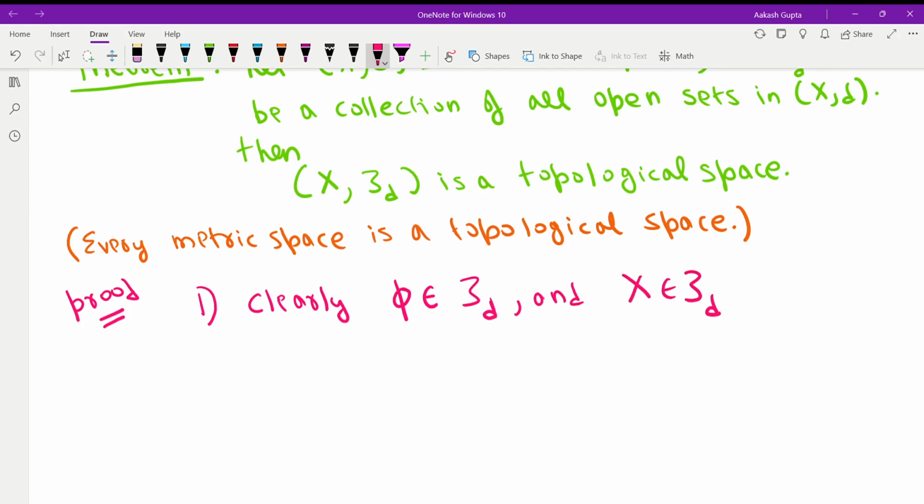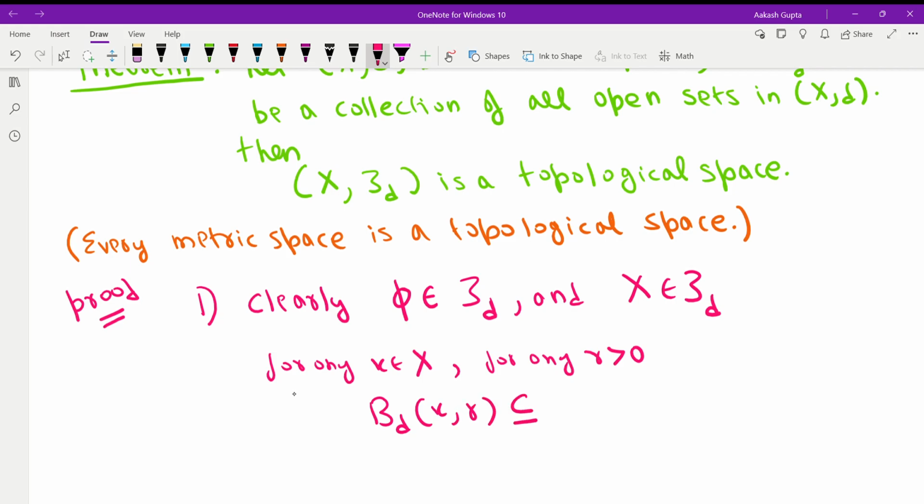And X also belongs to tau d. Let us see why. Because X is the whole space, everything is there. So for any x in X, take whatever radius you want. For any r bigger than 0, this open ball centered at x with radius r is contained in X. Very nice. So we are done with the first thing.